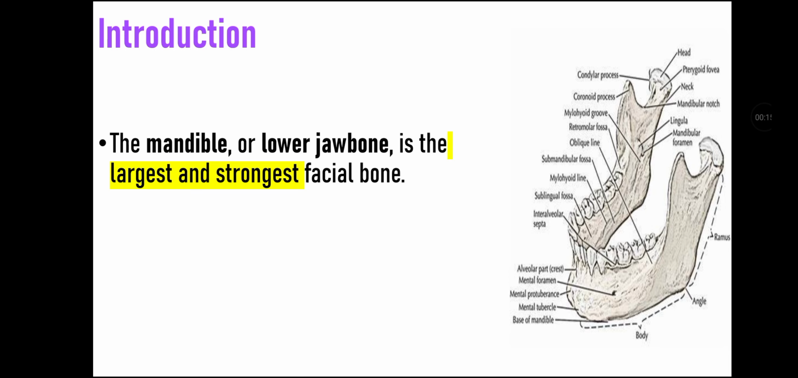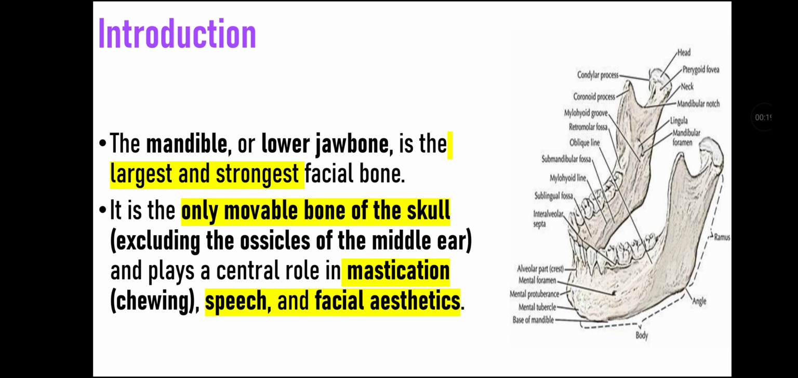The mandible, or lower jaw bone, is the largest and strongest facial bone. It is the only movable bone of the skull, excluding the ossicles of the middle ear, which are also movable. It plays a central role in mastication, speech, and facial aesthetics.